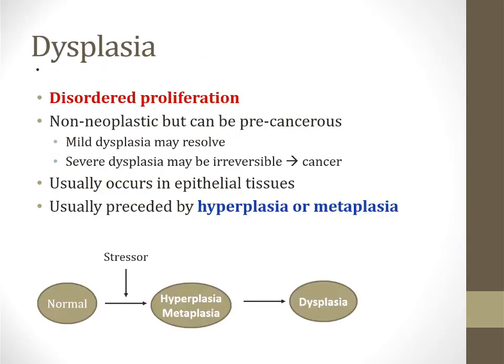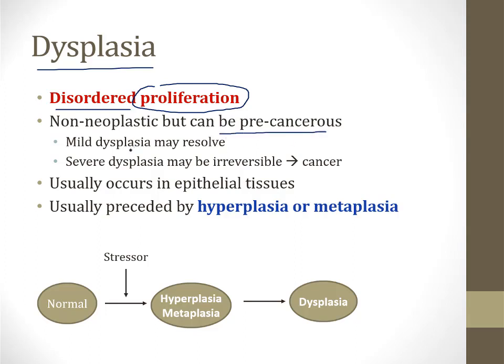I'll finish by talking about dysplasia, which is disordered cellular proliferation. So this is cell growth, just like hyperplasia or metaplasia, but it's disordered. In hyperplasia, cells increase in number, but they maintain the normal cellular architecture. In metaplasia, cells shift from one type to another, but again, they maintain the normal tissue architecture. In dysplasia, the cells are disorderly and they lose the normal tissue architecture. This is a non-neoplastic condition, but it can be precancerous.